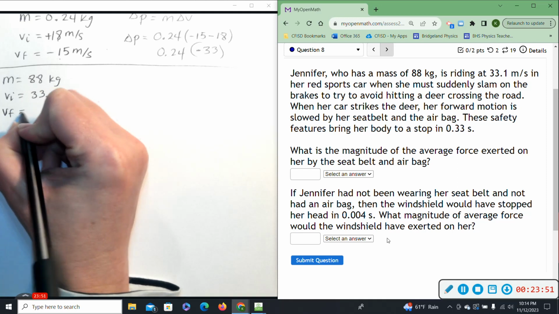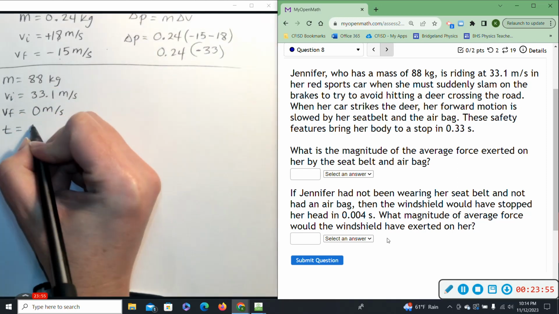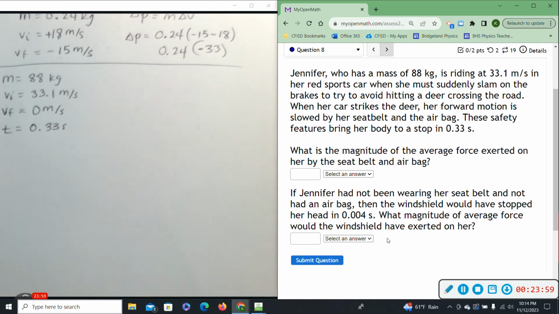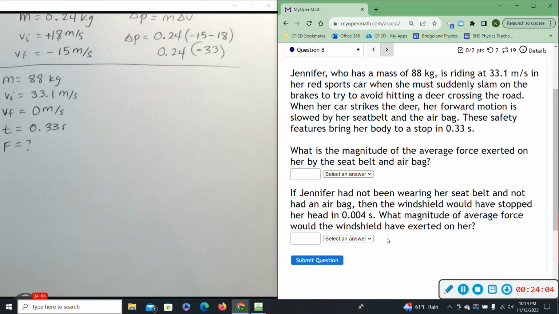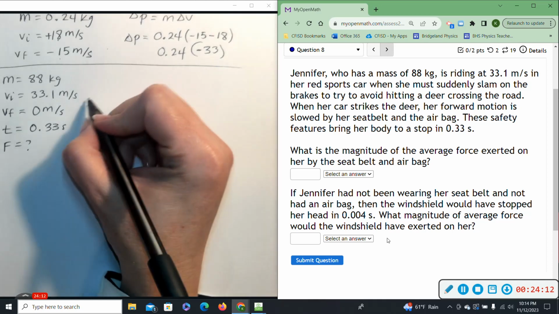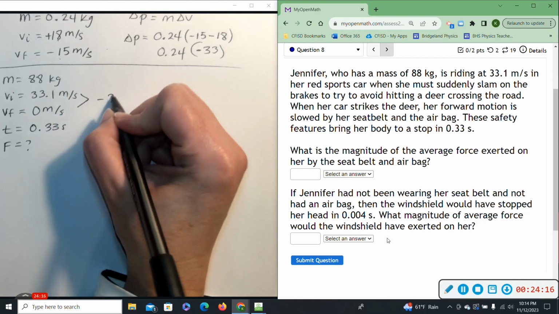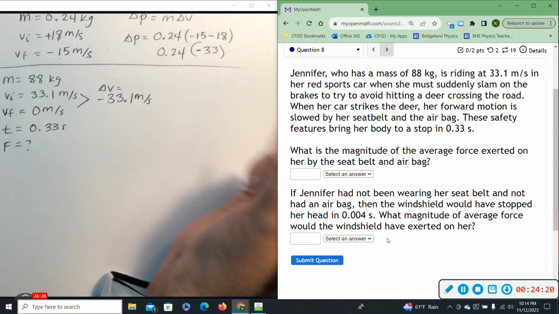There's my final velocity, 0. And it happens in a time of 0.33 seconds. What is the magnitude of the average force acting on her by the seatbelt and airbag? So I'm looking for force. I have mass, I have 2 velocities, so I can find change in velocity. I have time. Okay, again, my change in velocity, if I go from 33.1 to 0, is a change of negative 33.1 meters per second. So there's my delta V.